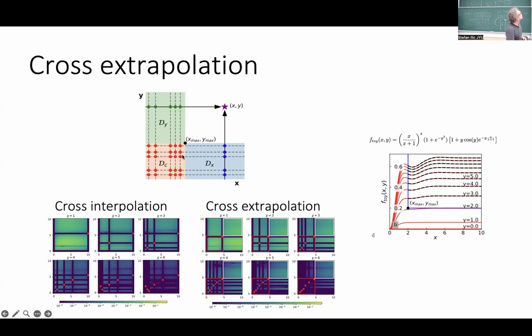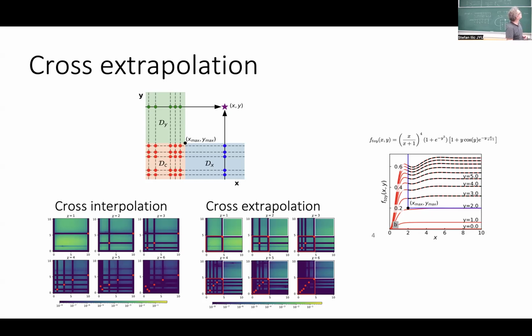So now it's the same thing as cross interpolation, except that you force the pivot to be in this corner. So you use the matrices A11, A21, and A12, which you actually have. And this would be the A22 matrix.